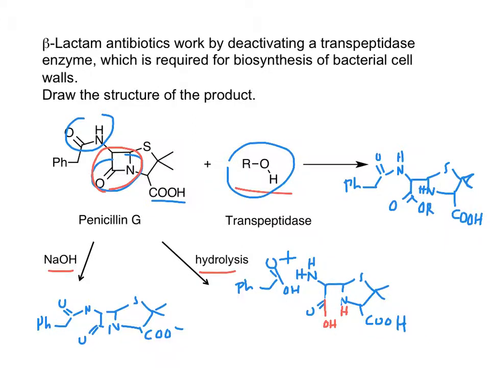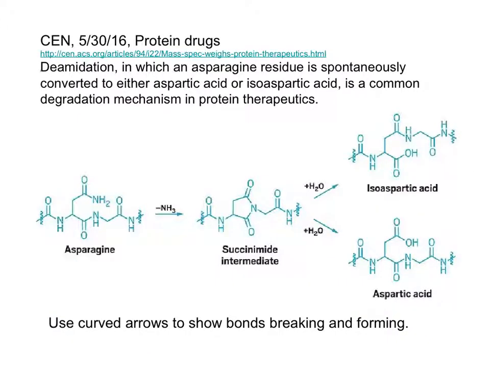acyl substitution at the beta-lactam ring. So deamidation is the process by which asparagine is converted to either isoaspartic acid or aspartic acid. So stop the video and apply your organic chemistry skills to show how this reaction occurs. So in the first reaction, note that the lone pairs on this nitrogen undergo acyl substitution at this carbonyl carbon to form that succinimide intermediate.